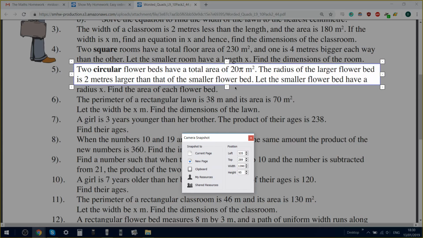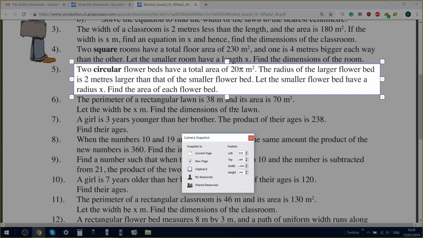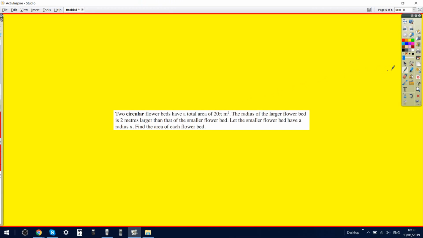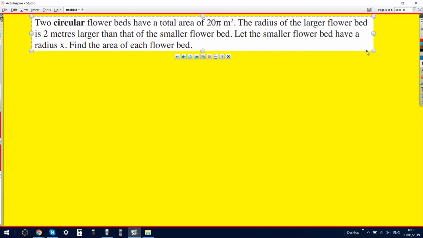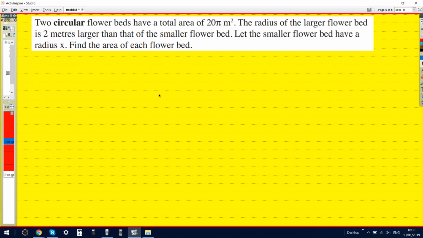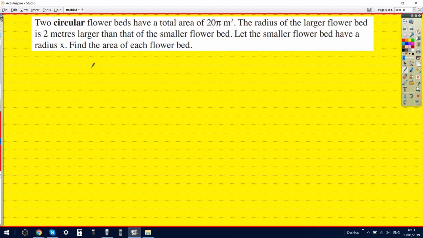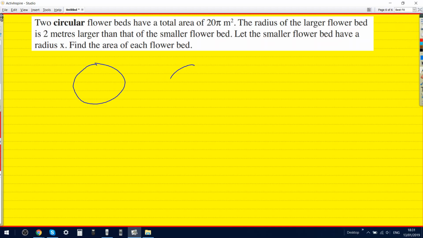Okay, how are you for question 5? I didn't do anything for that one, I think. So this is, yeah, particularly challenging because it's circles. Exactly. Two circular flower beds have this area. What's your thinking there? I don't know. When I started off trying to do it, I just drew them at first. But that's it, basically. Well, they said a total area. How do you find the area of a circle? Pi r squared. Yeah.